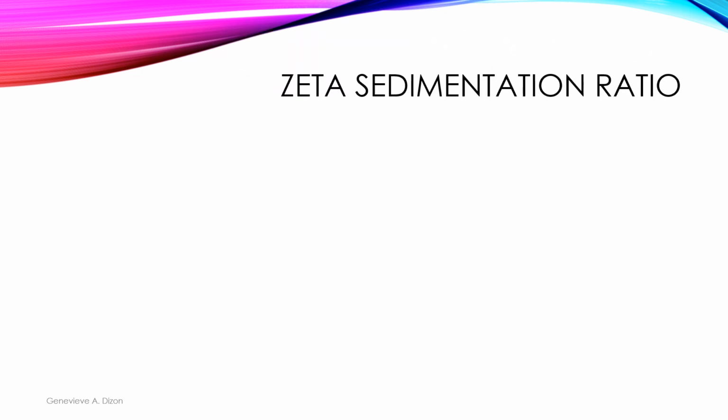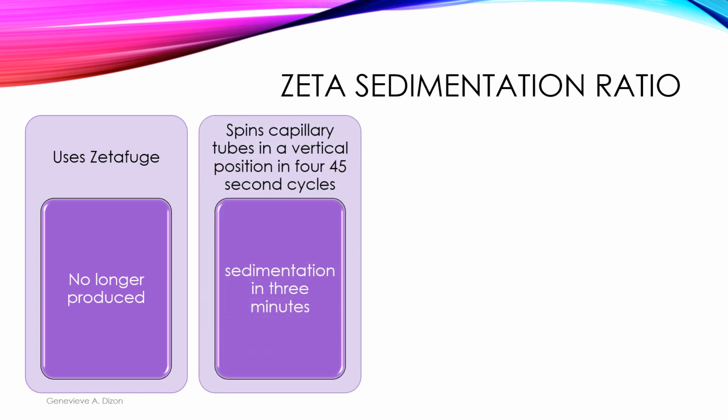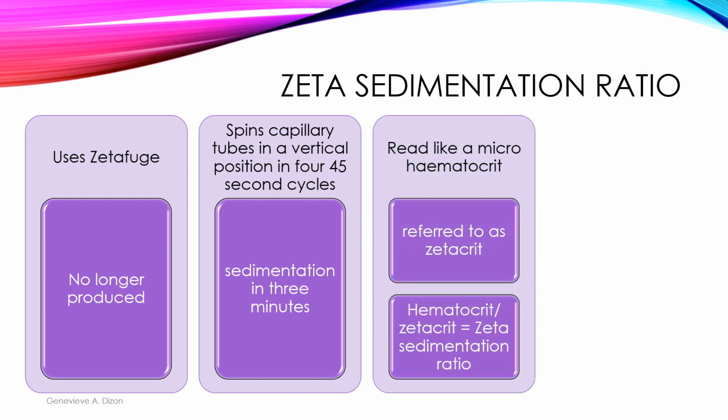Another method for ESR determination is the ZETA sedimentation ratio. This uses a ZETAfuge, which is a centrifugal device. The problem is this is no longer produced. The ZETAfuge spins the capillary tubes in a vertical position in 4 cycles of 45 seconds each. That means that a sedimentation ratio may be given in just 3 minutes.